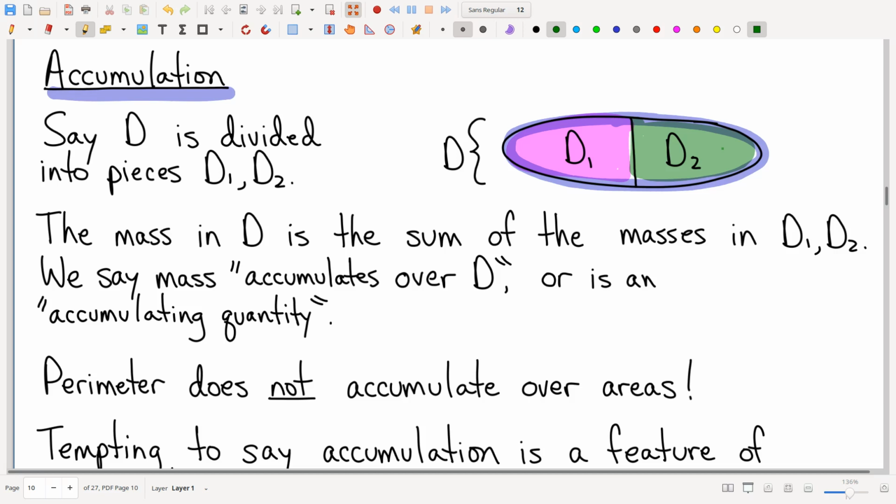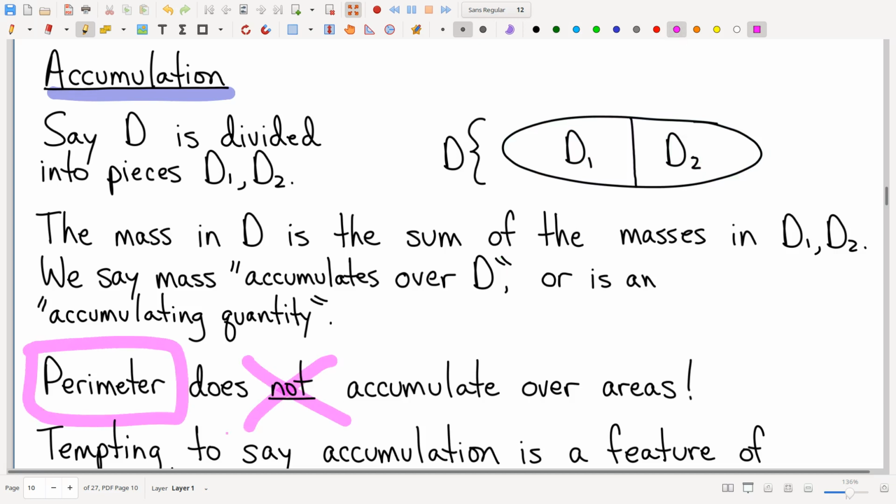It's tempting to say, well, what a silly little triviality we're discussing here. Doesn't everything work that way? Be careful. You can talk about physical quantities. Physical stuff tends to have this feature. But let's think about perimeter.